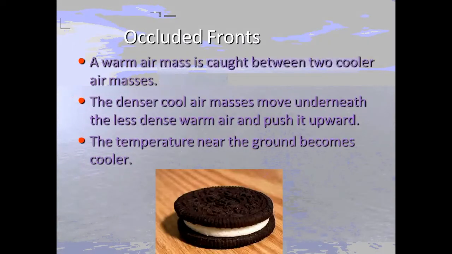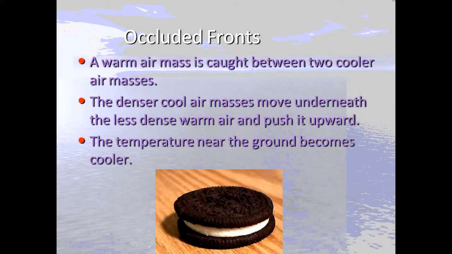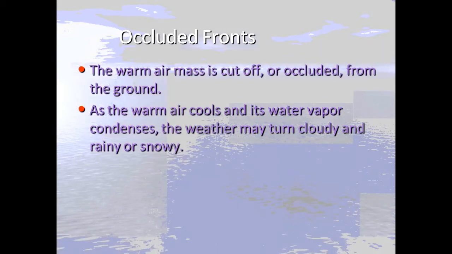So in an occluded front, a warm air mass is caught between two cooler air masses. Thus, the picture of the Oreo below, an example of it being sandwiched. You get it. So the denser cool air masses move underneath the less dense warm air and push it upward. The temperature near the ground then becomes cooler. Now, the warm air mass is cut off or occluded from the ground. It's kind of hoisted up, so to speak, so it doesn't even touch the ground at all.